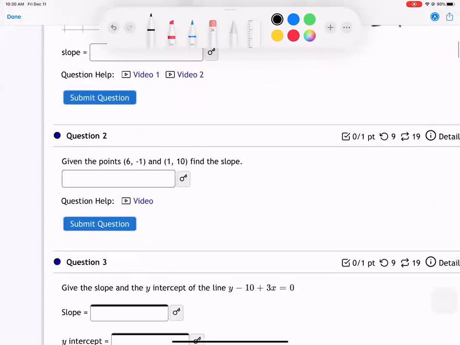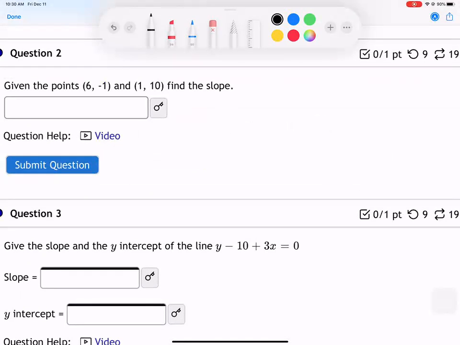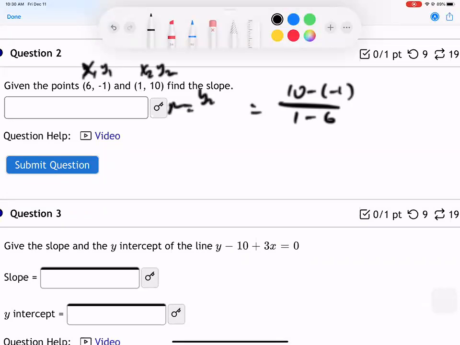All right, let's go to the next question. As you can see, given the point, find the slope. Now they gave us 2 points here. I'm going to use x1, y1, x2, y2. Doesn't matter which one you call 1 and 2. So I'm going to say 10 minus -1 over 1 minus 6. Again, the formula is the slope is y2 minus y1 over x2 minus x1.